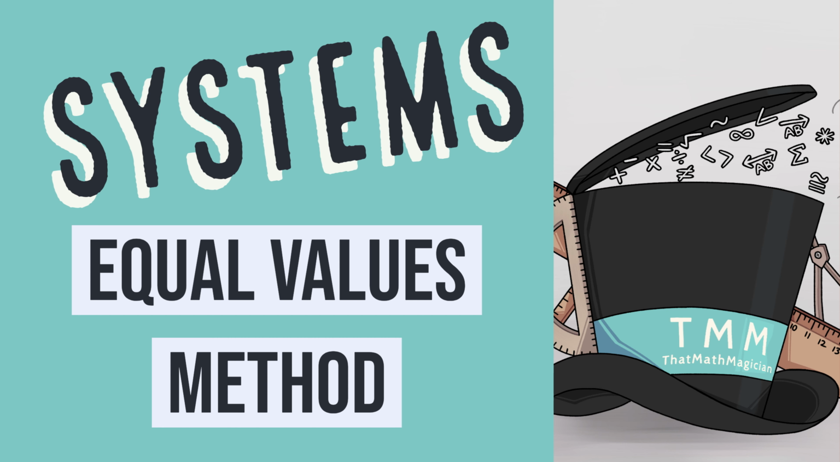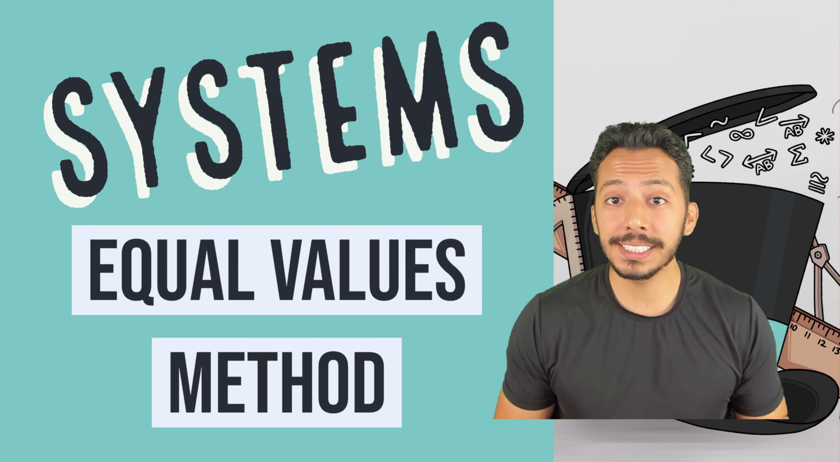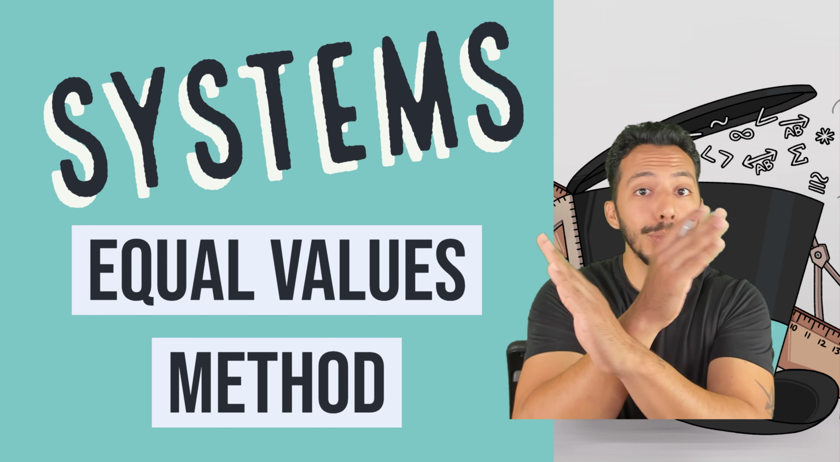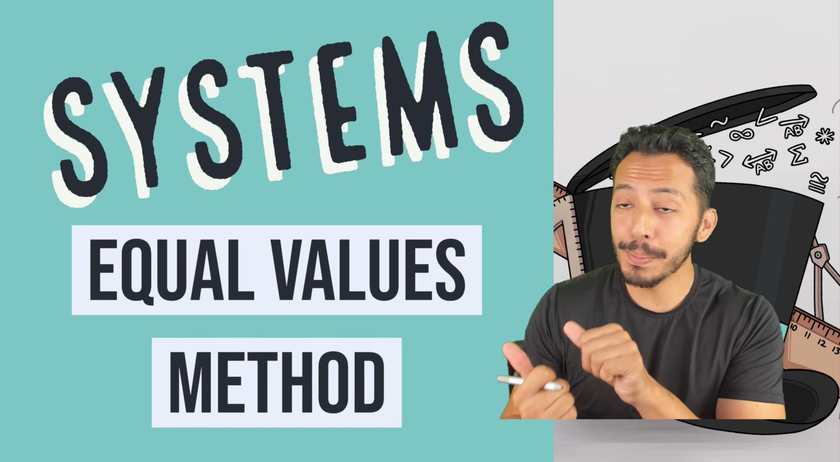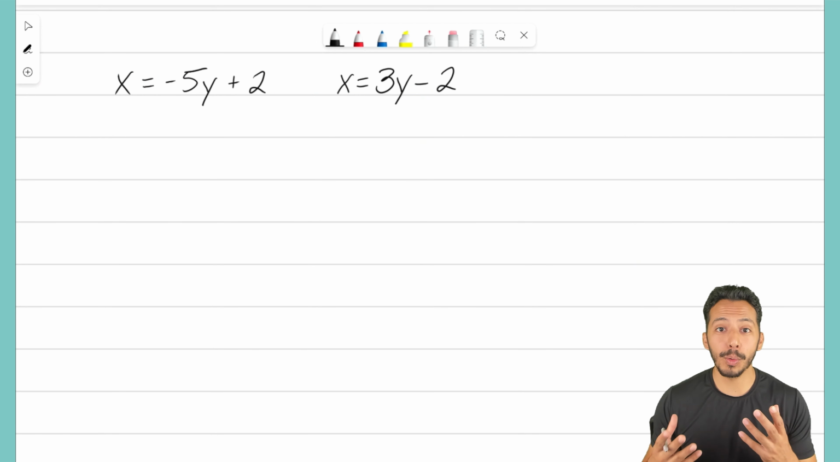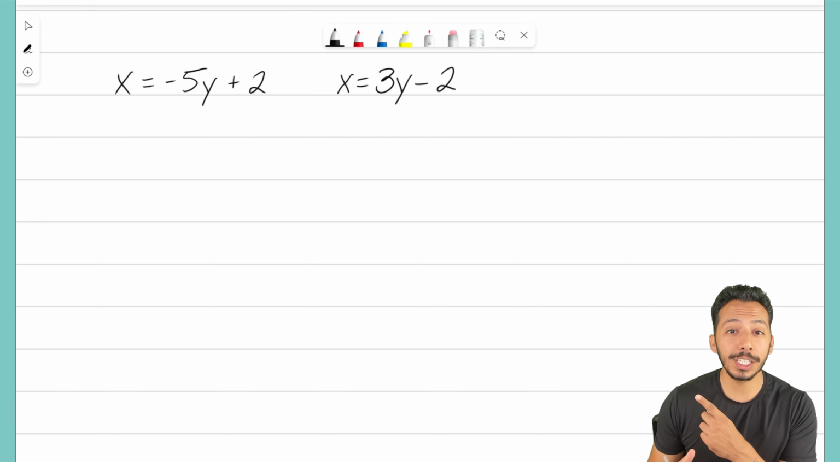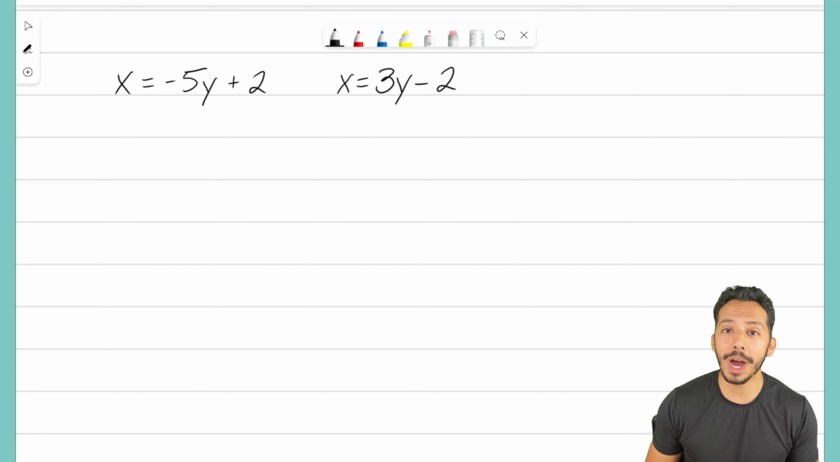On this video, we're going to look at systems of equations and we're going to see how we can use the equal values method to help us solve a system. We want to see where two lines intersect. We want to know what that point is, and we're going to use this method to solve for that point. So let's jump right into this problem where I have two equations, x equals negative 5y plus 2 and x equals 3y minus 2.